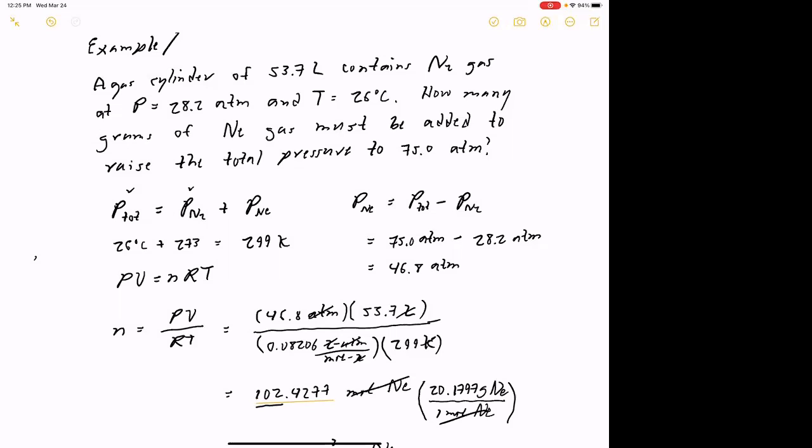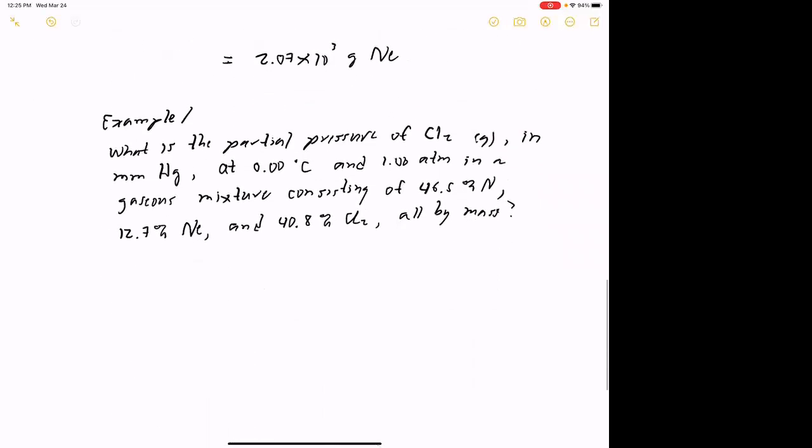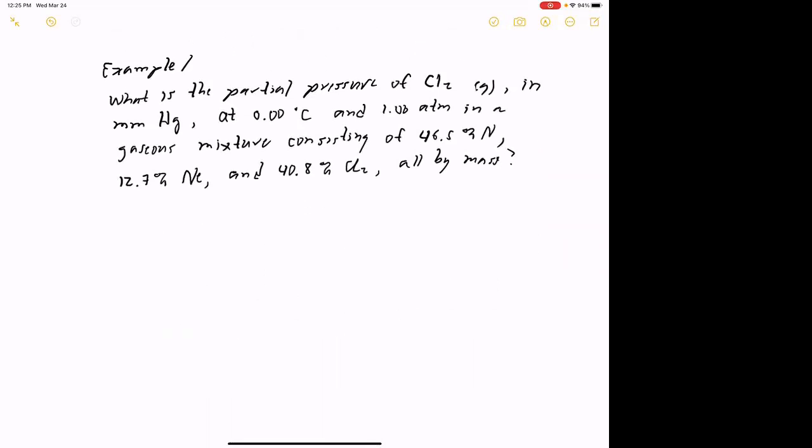All right, let's look at one more problem then. So this one is a little bit different. And it's asking here, what is the partial pressure of chlorine gas in terms of millimeters of mercury at 0 degrees Celsius and 1 atmosphere of total pressure in a gaseous mixture consisting of 46.5% nitrogen? That should be an N2 there, shouldn't it? I don't know why I left my 2 out. 12.7% neon and 40.8% Cl2 or chlorine gas, all by mass.